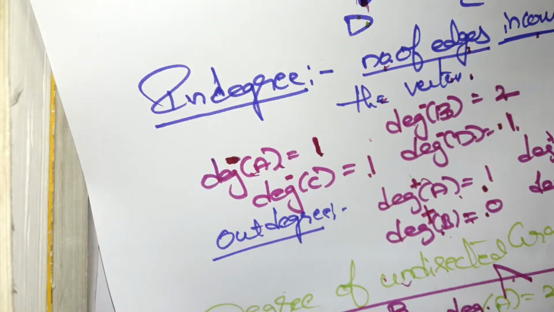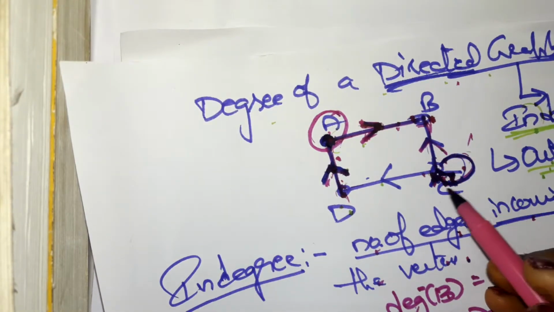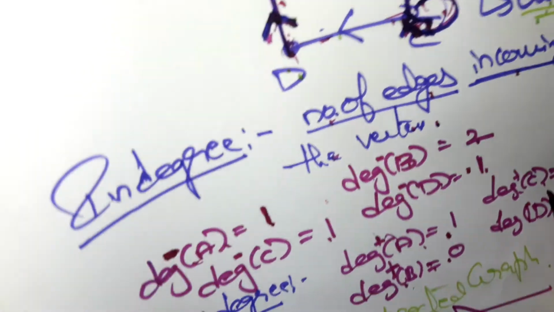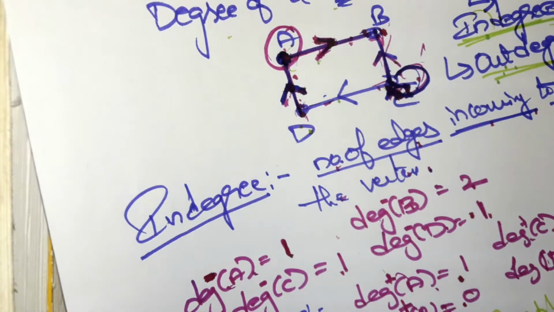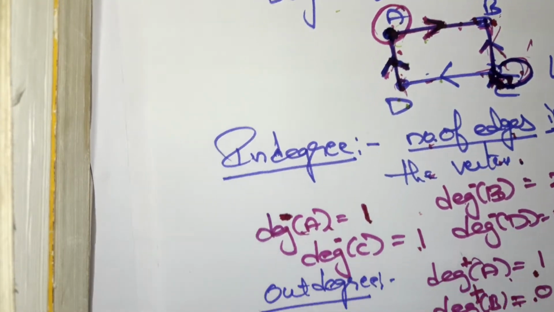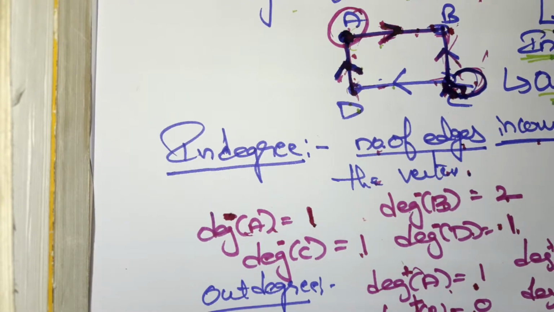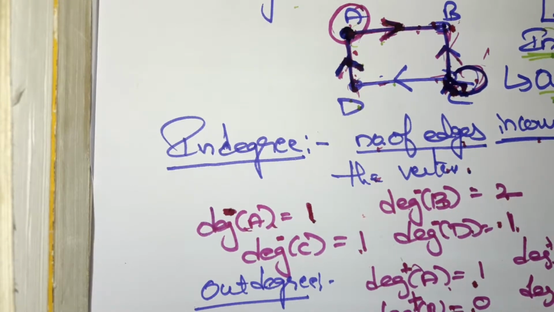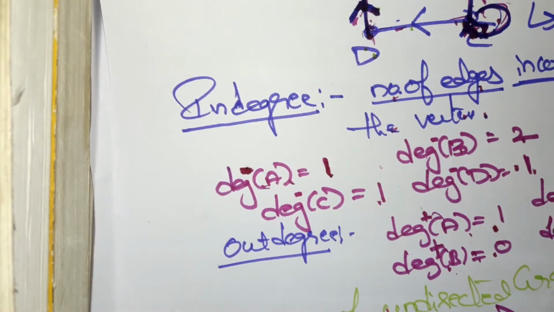Next one, for C, if you observe, how many edges are outgoing? 1, 2, and you also need to count the self loop, so totally 3. And for D, outgoing edges are only 1, so out degree of D is 1. So this is the degree of a directed graph: in degree and out degree you need to calculate. In degree is the number of edges incoming to the vertex, out degree is the number of edges outgoing from the vertex. If there is a self loop on any vertex, then you need to count it for in degree as well as out degree.